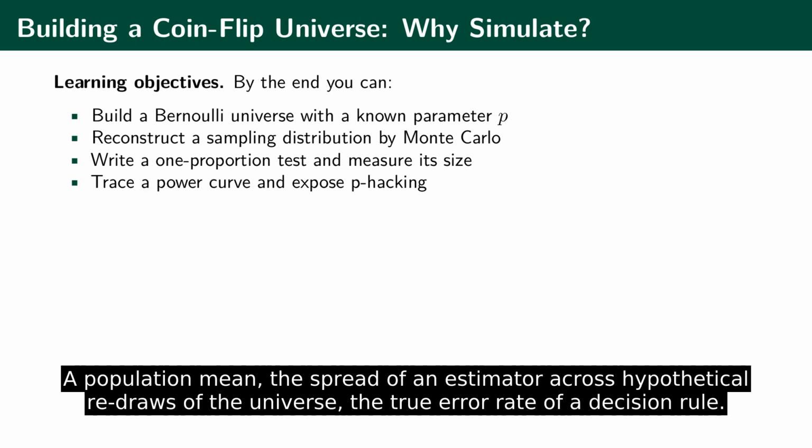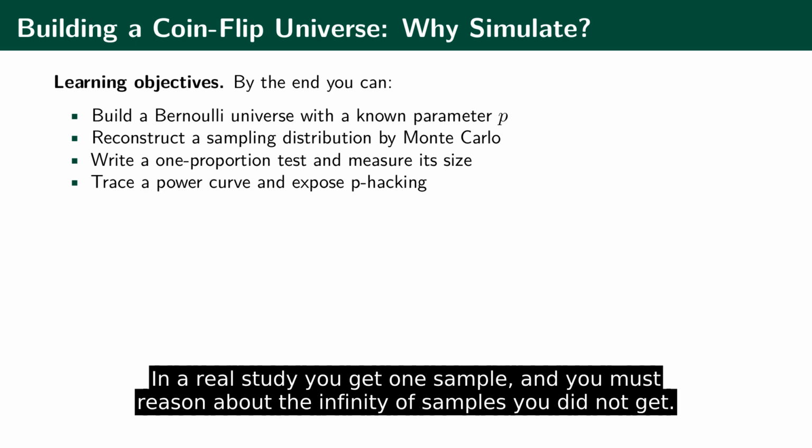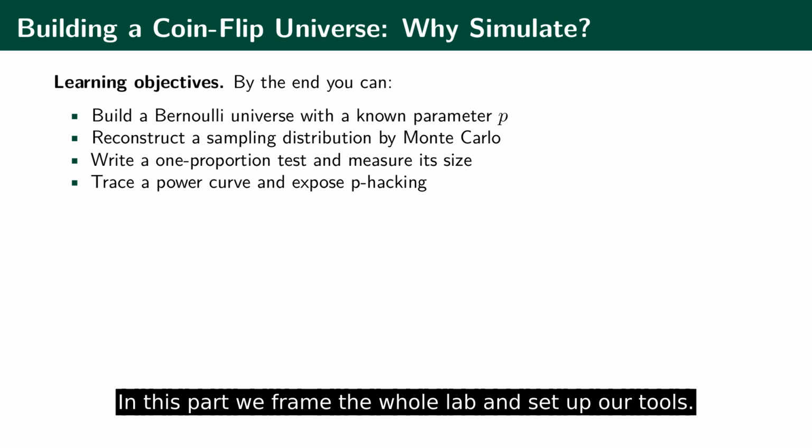A population mean, the spread of an estimator across hypothetical redraws of the universe, the true error rate of a decision rule. In a real study, you get one sample, and you must reason about the infinity of samples you did not get. In this part, we frame the whole lab and set up our tools.